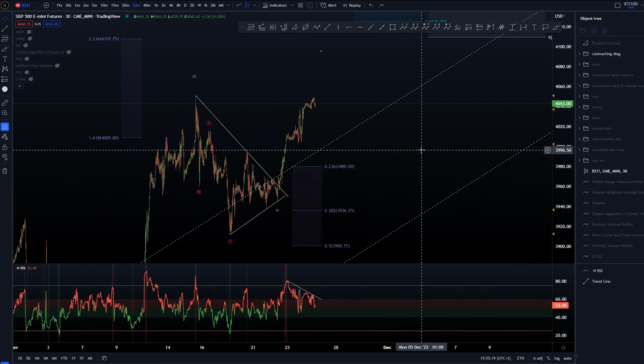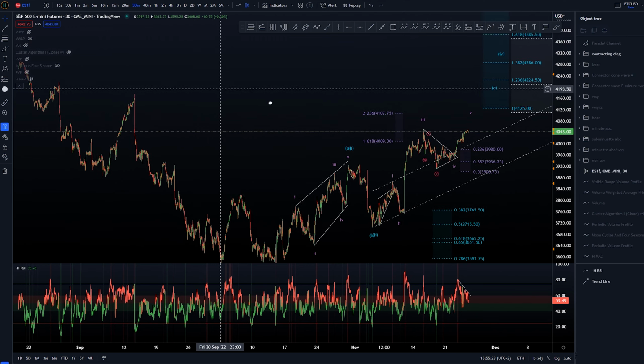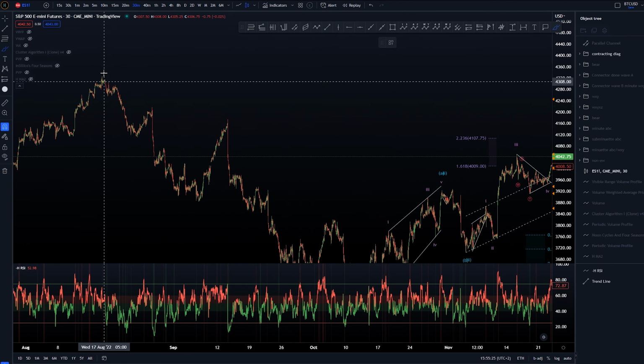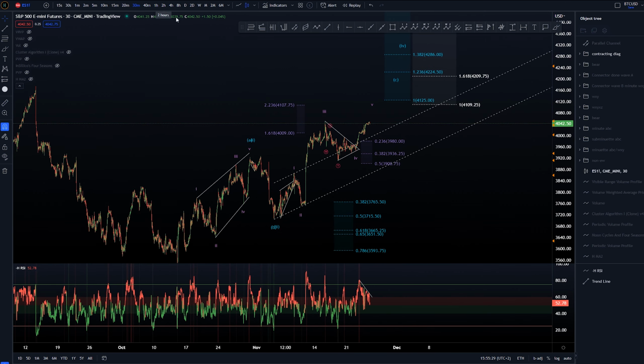I'm already short on the Dow, which has already taken out its highs, basically these highs that we had in August. So that is actually very much more bullish than the other structures.